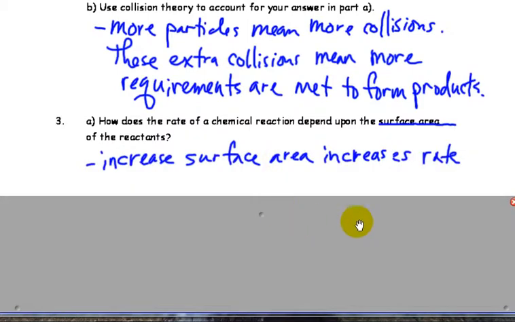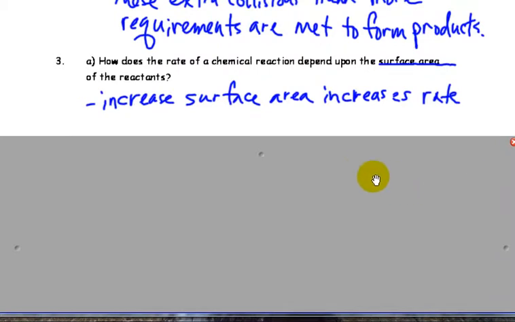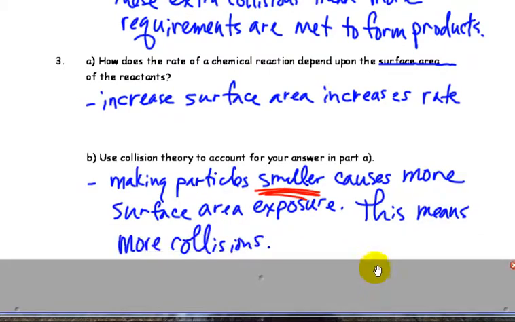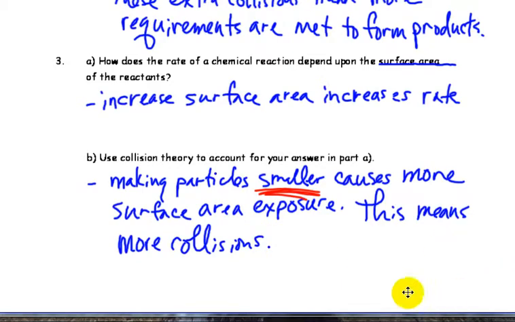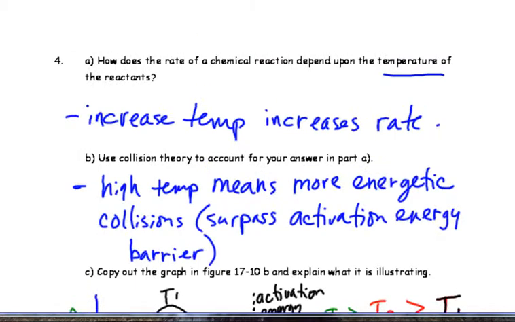Surface area. If you increase the surface area of something, you'll increase the rate. And if you look at the demo, I do that with cornstarch versus cornstarch blown through a tube. You increase the surface area of something by making the particles smaller. So if you make the particles smaller, you're increasing how much area is exposed to oxygen and flame, therefore more collisions. And again, if you have more collisions, chances are more of them will meet the energy requirements.